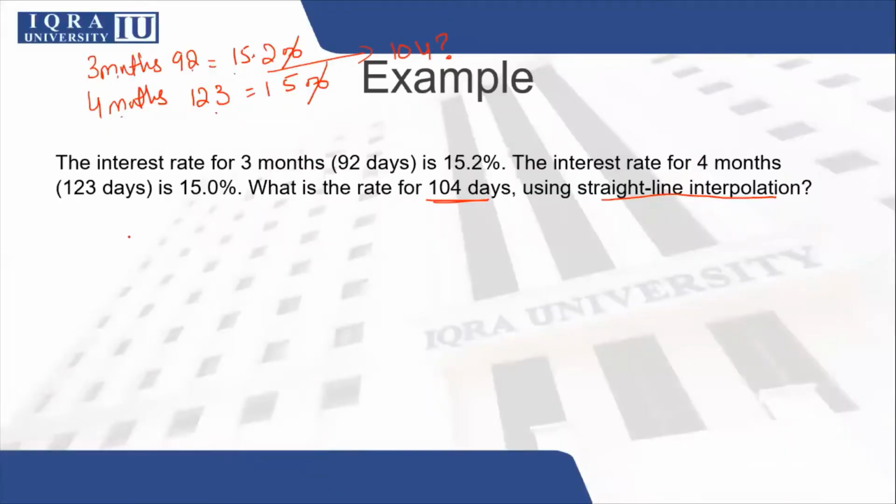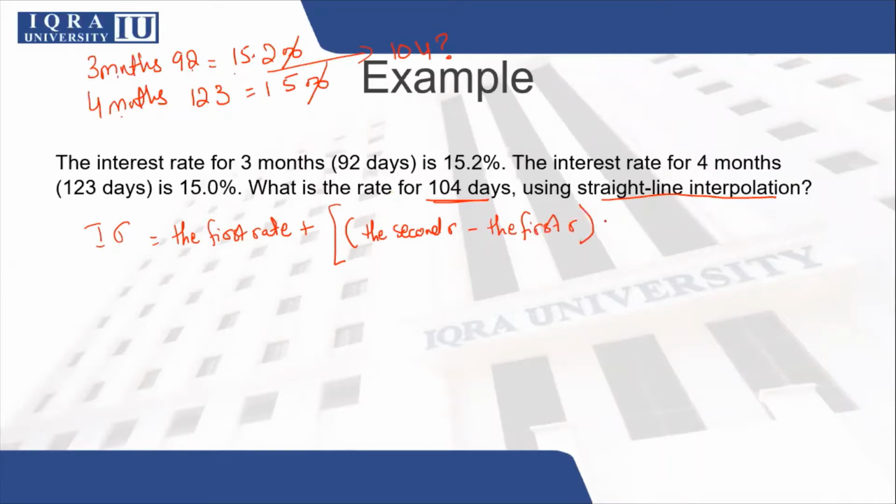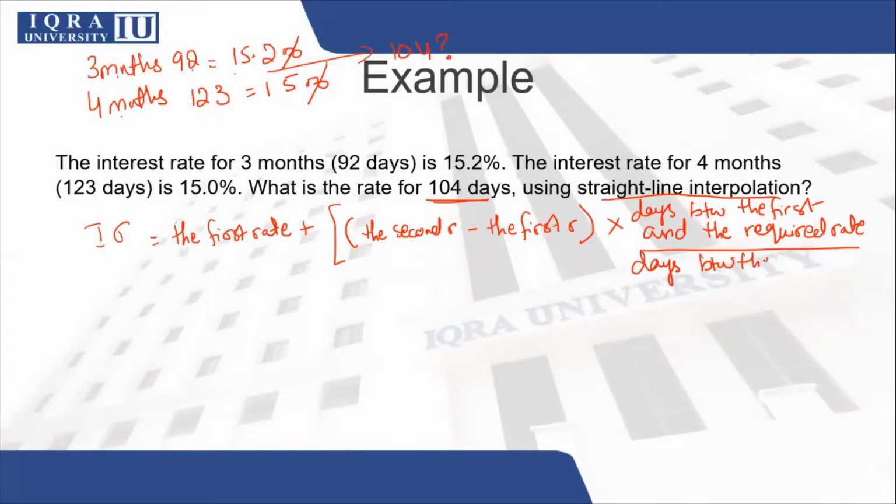So first, let's write down the formula. The interpolated rate is the first rate plus the second rate minus the first rate, multiplied by days between the first and the required date, divided by days between the first and the second date.